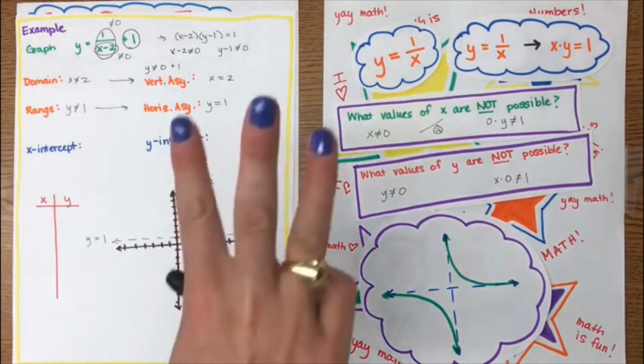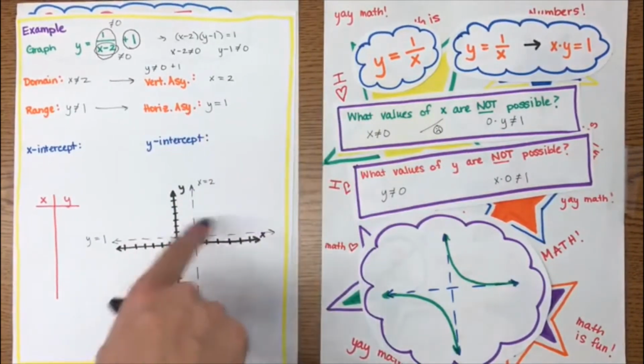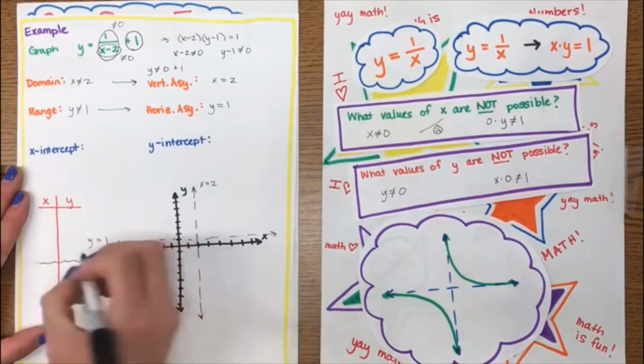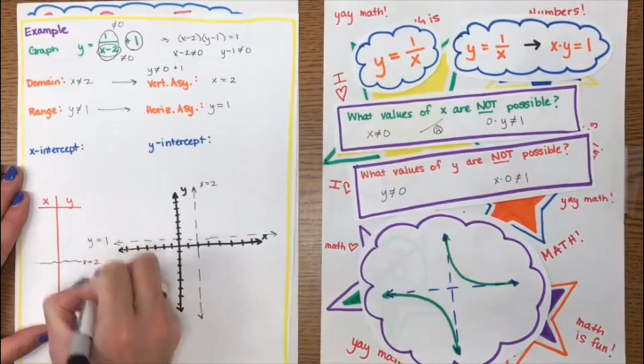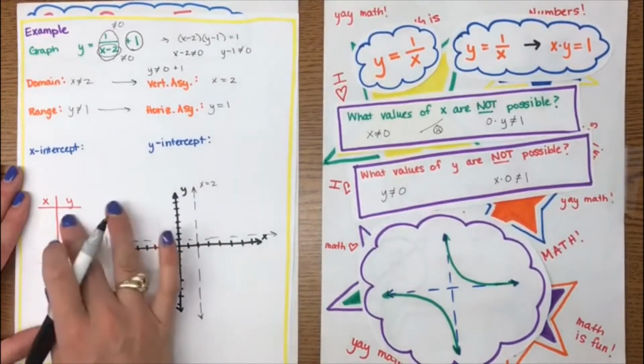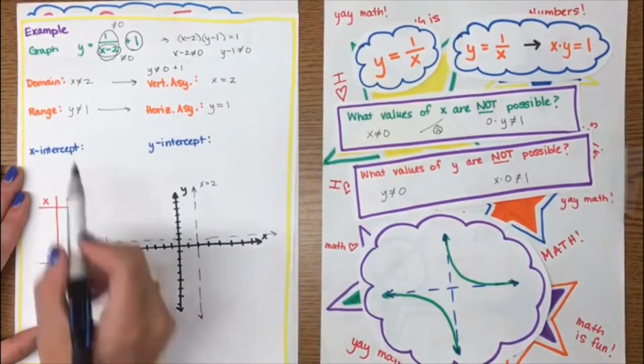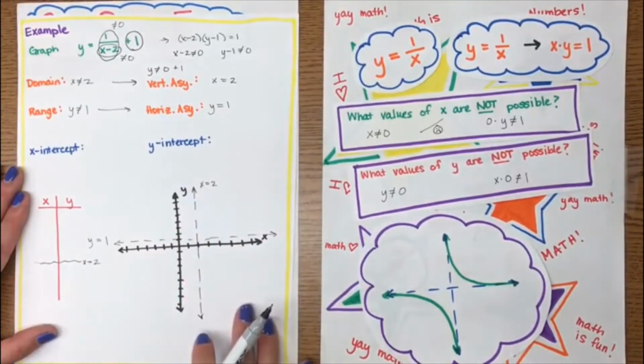I want 3 points on each side of my vertical asymptote. So I am going to draw a squiggly line, and this is going to be x is equal to 2. I need 3 points over on the left side and 3 points over on the right side. I also want to find my x and y intercept.